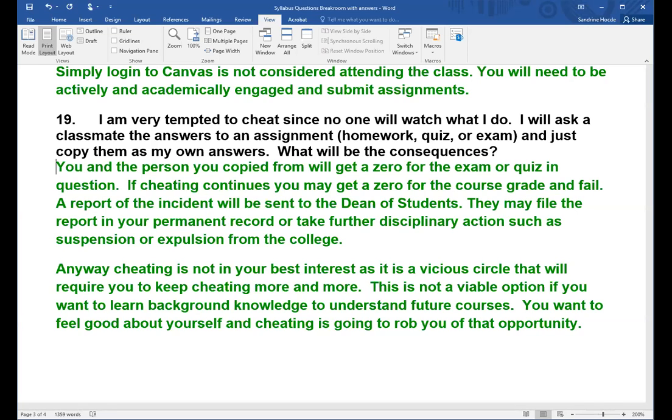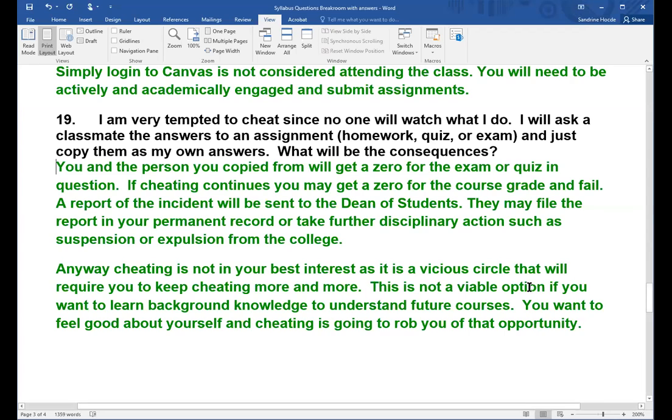A report of the incident will be sent to the Dean of Students, and they may file the report in your permanent record or take further disciplinary action, such as suspension or expulsion from the college. Usually when students are caught cheating, they get a bad grade and they don't do it again because it's really not worth it.